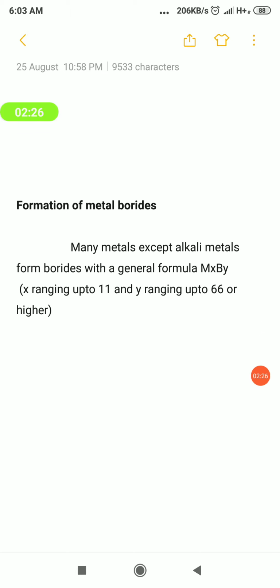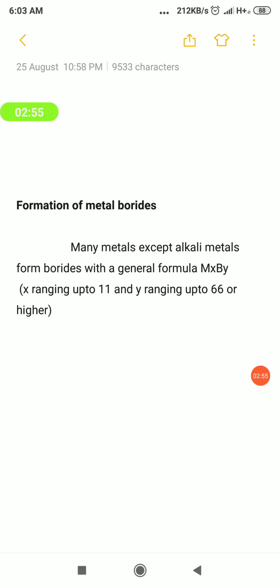Then formation of metal borides. Hereafter we are going to see the chemical properties. When boron reacts with metals, remember very clearly, the resultant compound will be called a boride. Many metals except alkali metals combine with boron and form borides. Alkali metals will not form borides.